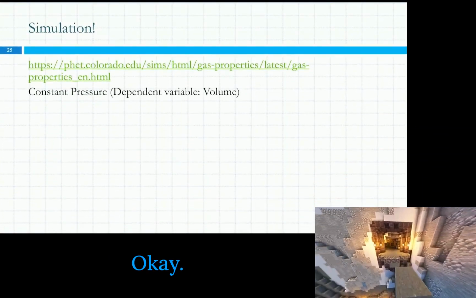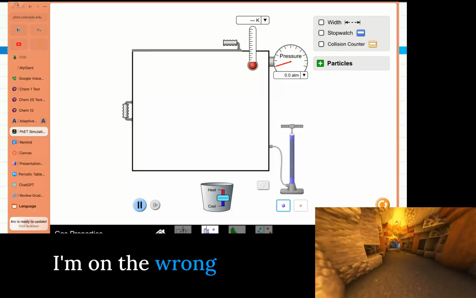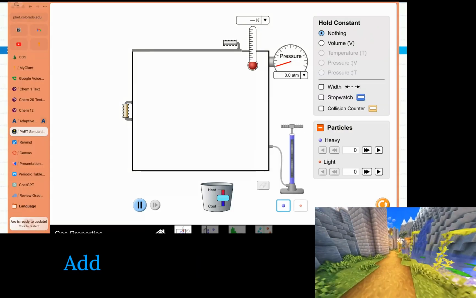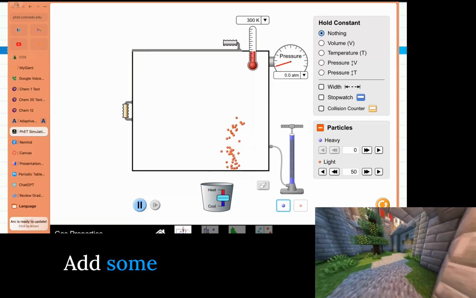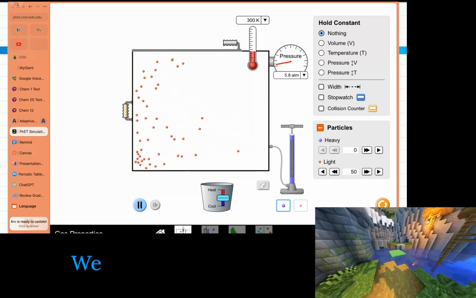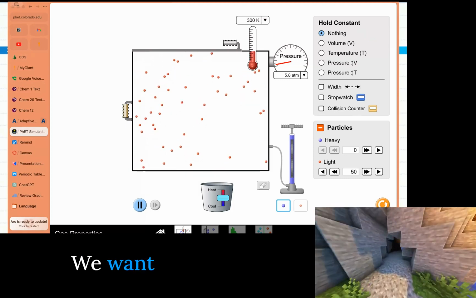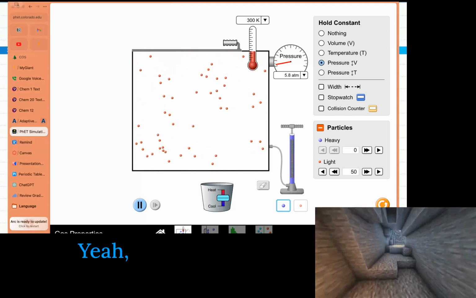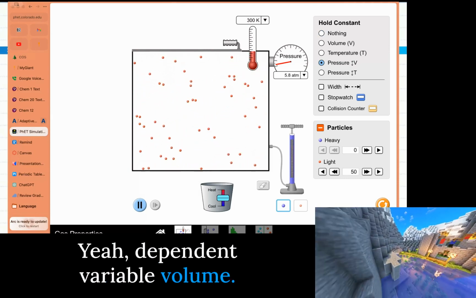Simulation time. I'm on the wrong one. No, that was the right one. Ideal. Add some particles. We want constant pressure. Yeah, dependent variable volume.